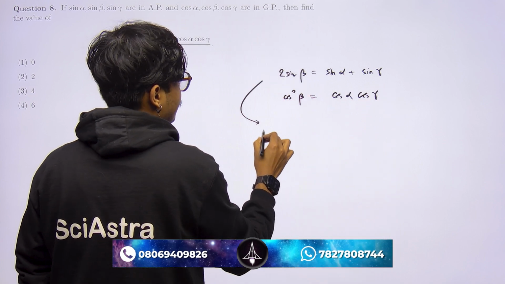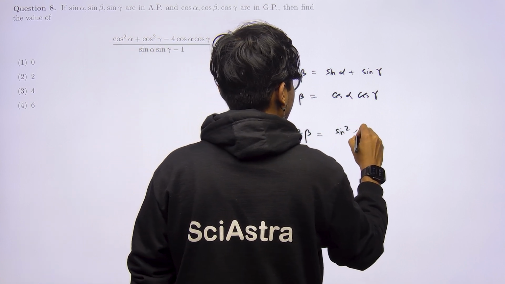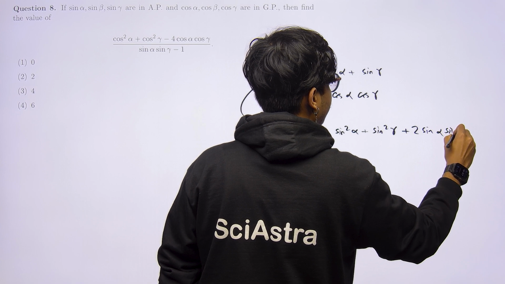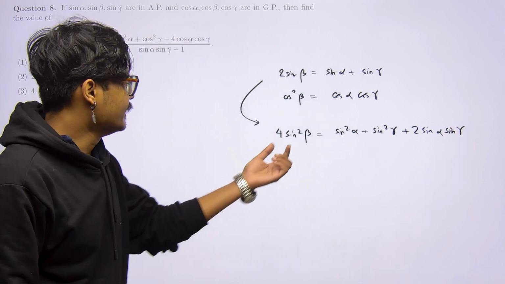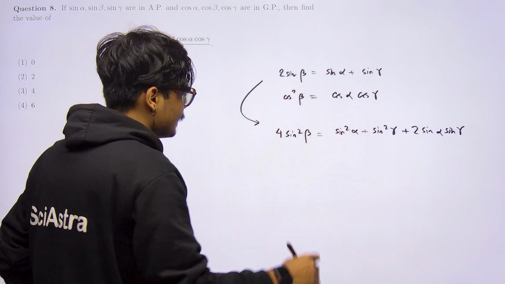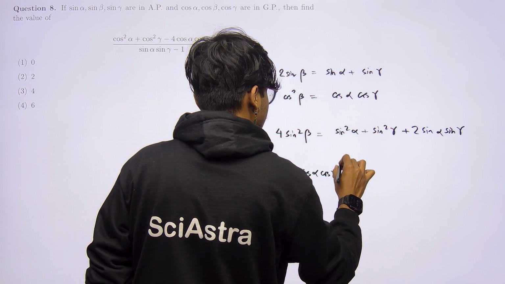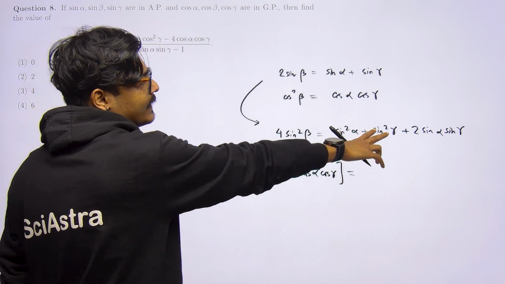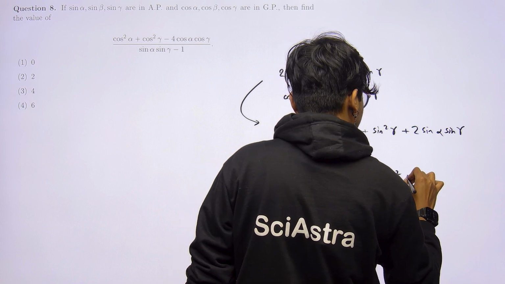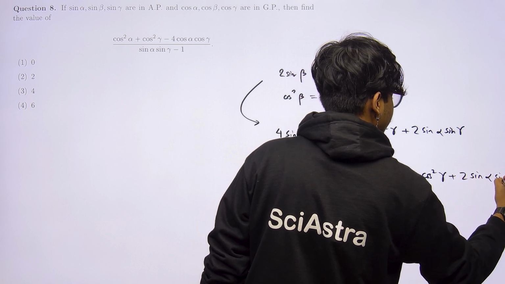Now if I square the first equation, I'll get that 4 sin square beta is equal to sin square alpha plus sin square gamma plus 2 sin alpha sin gamma, right? Okay. Now if you look carefully, sin square beta is nothing but 1 minus cos square beta, and cos square beta is this particular value, right? So if I place that in the equation, I'll get that 1 minus cos alpha cos gamma is equal to, now sin square alpha and sin square gamma can both be broken down in terms of cos. So you'll get 2 minus cos square alpha minus cos square gamma plus 2 sin alpha sin gamma, right?